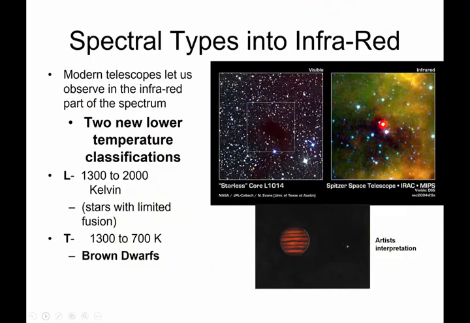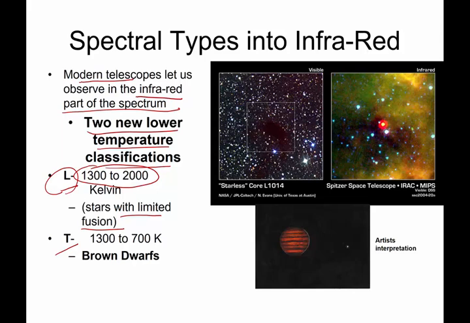Annie Jump Cannon created the stellar classification over 100 years ago. But in modern times, we have modern telescopes that allow us to see into the infrared part of the spectrum, so we can actually see cooler stars. Since that time, two new lower temperature classifications have been added, L's and T's. L stars have an external temperature of 1300 to 2000 degrees Kelvin. Now that is still really, really hot, but they have limited nuclear fusion. They are not going to last a long time. They're not going to fuse an awful lot of fuel. They're just not terribly hot stars.